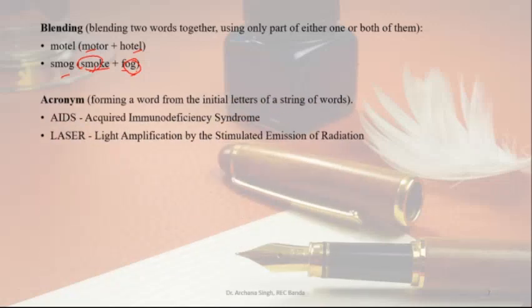Next is acronym. With an acronym, we take the initial letters of the words and we get a new word. An example is acquired immunodeficiency syndrome, and in short we call it AIDS. We have taken the initial of every word and we get a new word. Next is laser. Laser again is an acronym, and the full form is light amplification by stimulated emission of radiation. When we use the first letter of these words, it comes out as a new word.